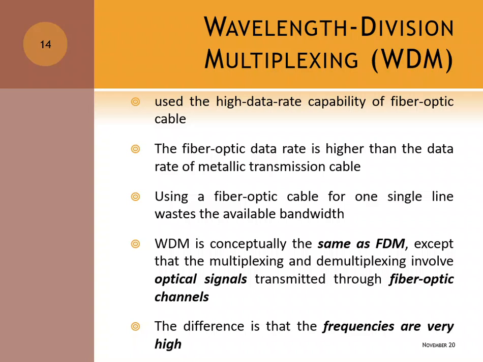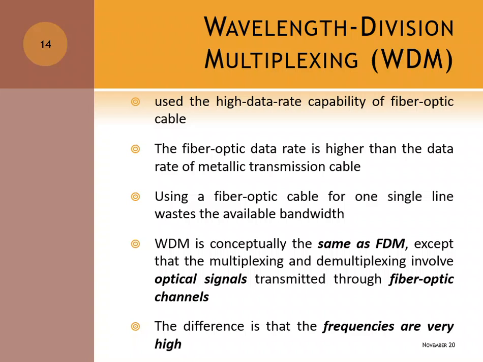next chapter. Okay, so untuk perbezaan antara FDM dengan WDM, FDM is used for metallic transmission cable, but WDM is specifically for fiber optics. Okay, so fiber optics, the data rate is higher compared to metallic transmission cable. Using a fiber optic cable for one single line wastes the available bandwidth.